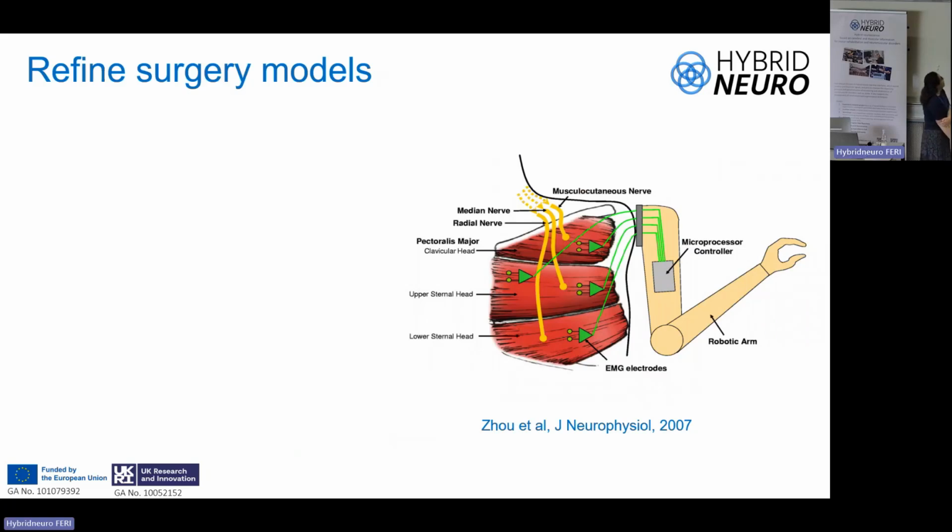Then another application where we have used our electrodes is to refine surgery models to improve myoelectric control. I don't know how many of you work in the field and are familiar with the control of prostheses, but what I have on this slide is the representation of a surgery technique proposed by Todd Kuiken at the Rehabilitation Institute of Chicago, called targeted muscle reinnervation.